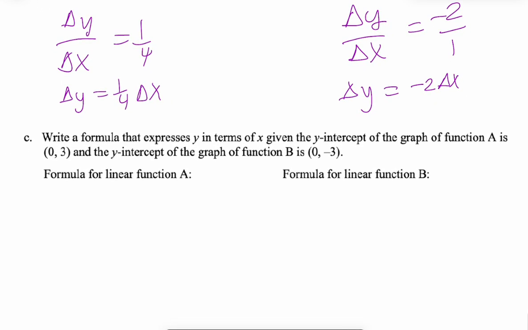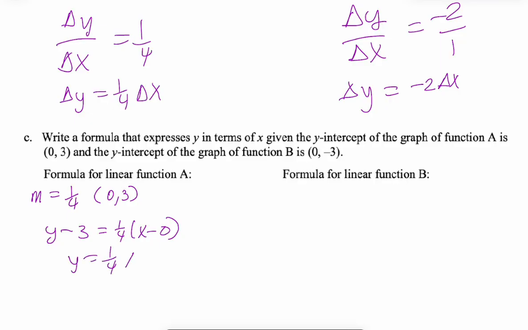Okay. And then it says C, write a formula to express y in terms of x given the y-intercept of the graph of function A is (0, 3), and the y-intercept of the graph of function B is (0, -3). So if we know the slope is 1/4 and the point is (0, 3), y minus y1 equals m times x minus x1, or we know that it's y equals mx plus b. You can use either of those when they give you the y-intercept, but this will become what we want. So I always tell my students just to rely on that point-slope formula.